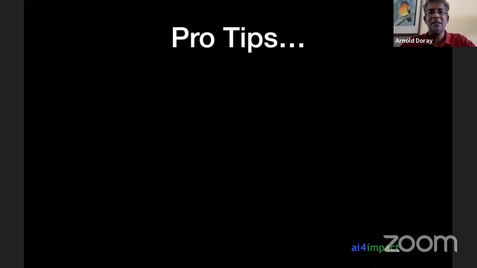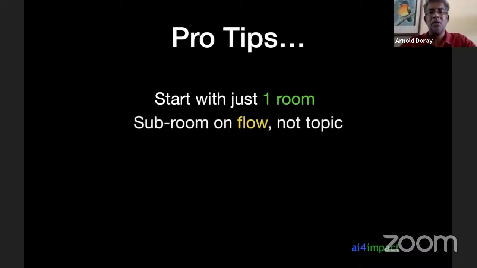So some pro tips here. Always start with just one room. Don't create rooms willy-nilly at the start if you can help it. Start with one room first, which is the big one for Nile. And then you want to make sub-rooms depending on flow, not on topic. I'll explain what that means a bit later. But in other words, don't create sub-rooms just because you have a topic called, let's say, crocodiles. It doesn't make sense. You want to create these sub-rooms based on a flow.